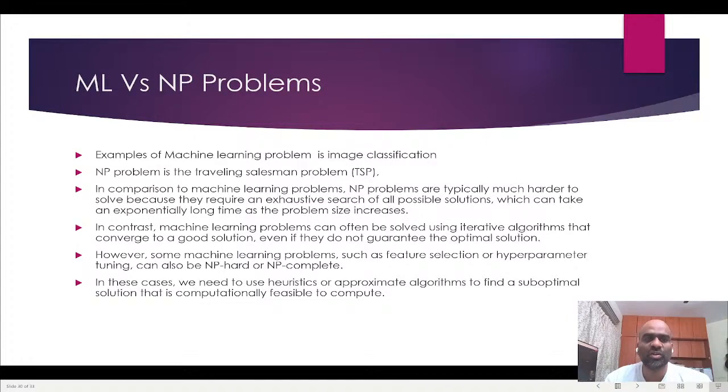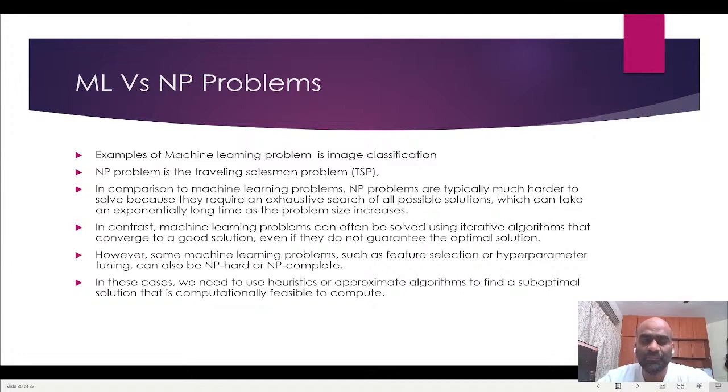Now we'll compare machine learning and NP problems. For example, an example of a machine learning problem is image classification, and an NP problem is the traveling salesman problem. Compared to machine learning, NP problems are typically much harder to solve because they require an exhaustive search of all possible solutions. It can take exponentially long. Basically, for any machine learning problem, figuring out the actual solution takes exponential time.